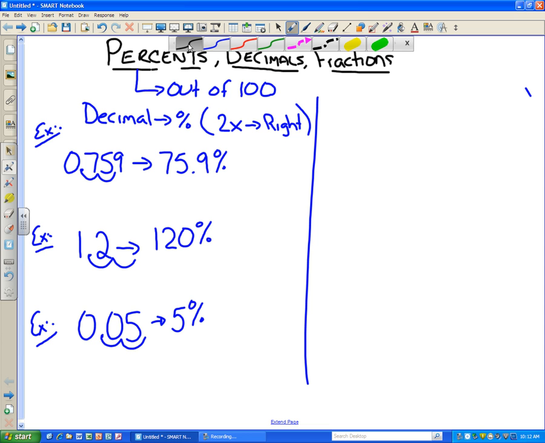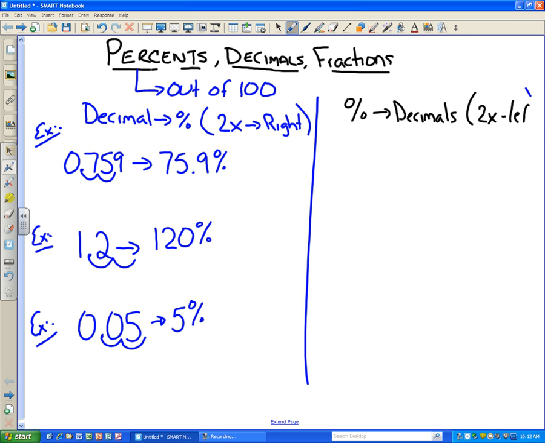Now I'm going to talk about turning percents into decimals. So again, we know we're talking about percents. We know we're going to move the decimal 2 spots. But since we're turning a percent back into a decimal, we're going to move it 2 spots to the left.